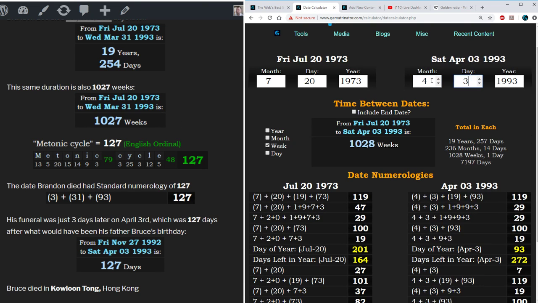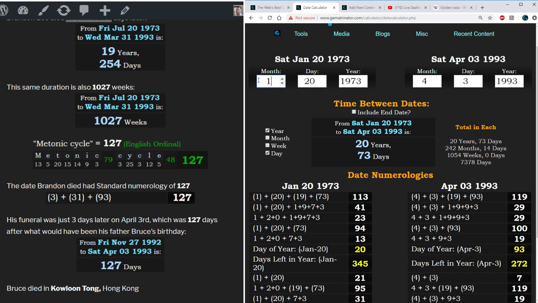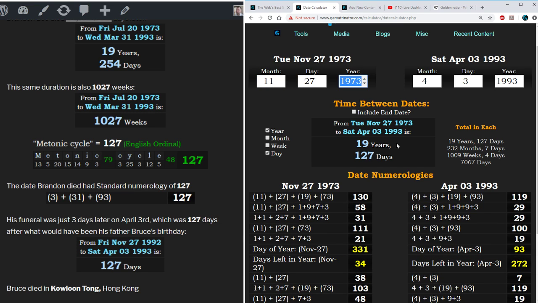Brandon Lee did not have his funeral for another 3 days. It was actually a quick funeral, 3 days after he died, April 3rd. It turns out April 3rd is 127 days after Bruce Lee's birthday.